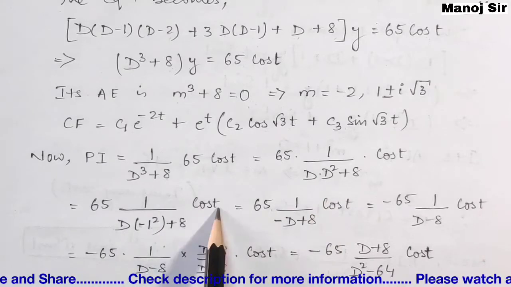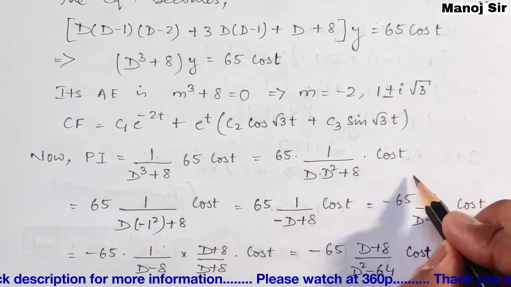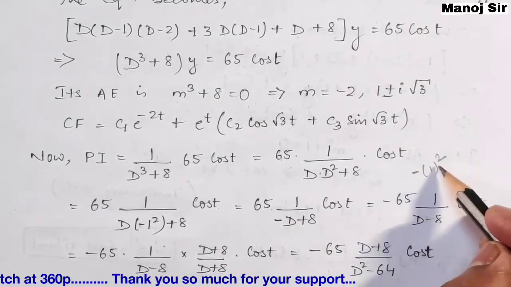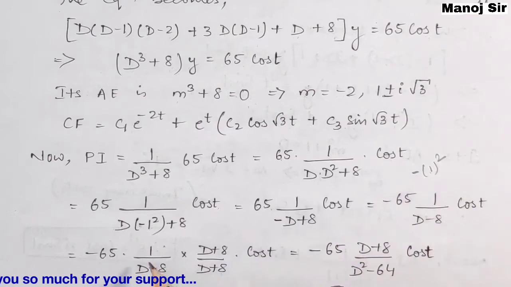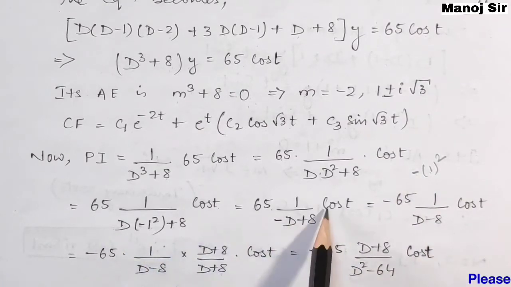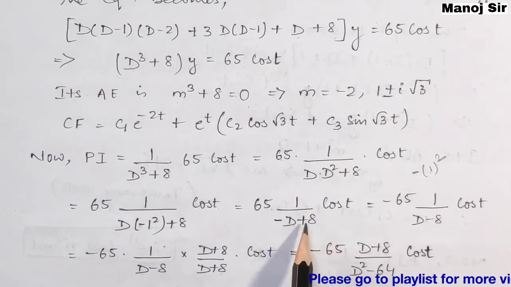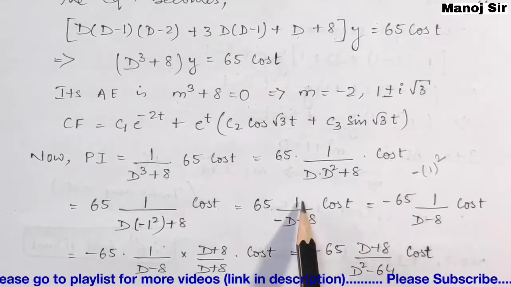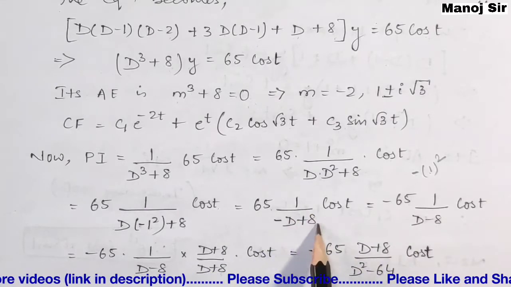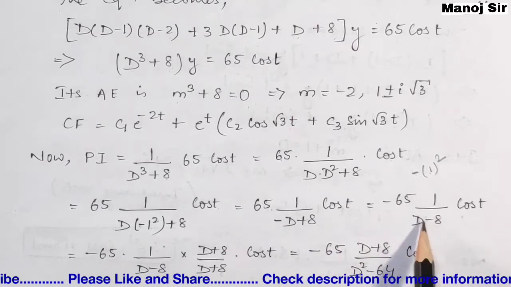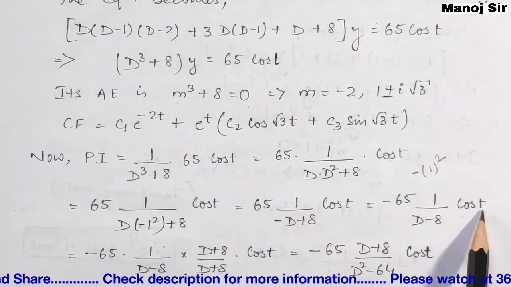Plus 8 into cos t. Yes, this is minus of 1 square, that is 1 square, that is 1, and minus of 1, that is minus 1. So minus of D, that is minus D plus 8, and here we have cos t. Now we can take the negative common, that is minus 65, and 1 upon this can be written as D minus 8 because we have taken the negative out. So 1 upon D minus 8 into cos t.